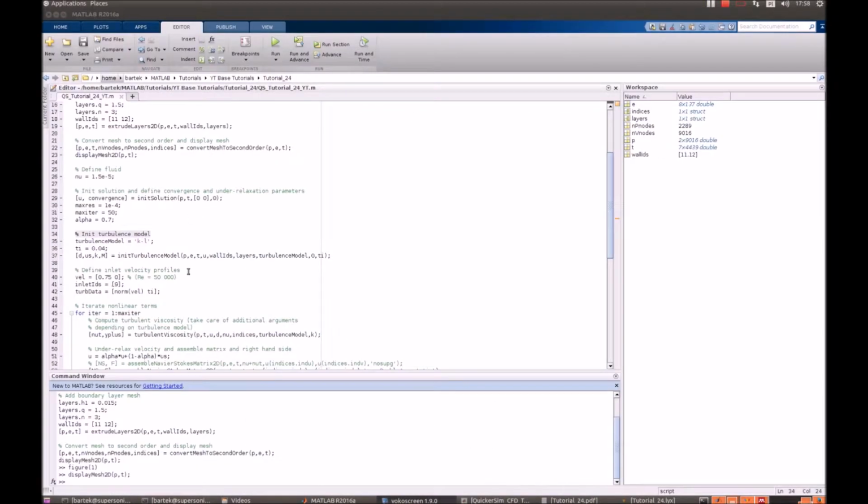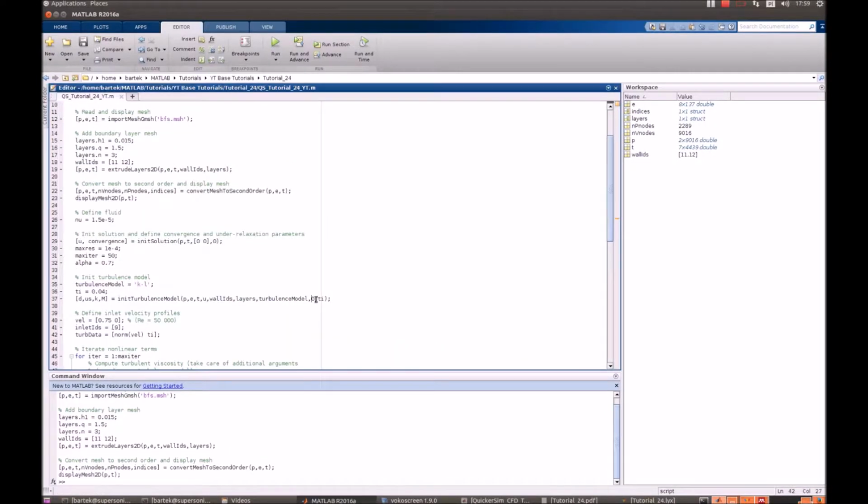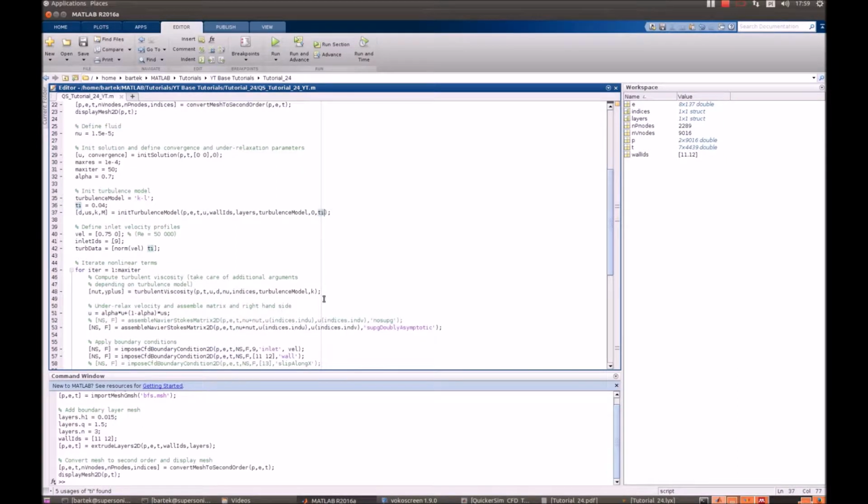Coming back to the code, you see that we simply initialize turbulence model with yet another parameter KL. We initialize turbulence intensity 0.04, and we use an extra function that's called initialize turbulent model. We pass geometrical parameters, wall IDs, layers from the boundary layer, the name of the turbulence model. Zero is the initial value of velocity, and intensity goes here.